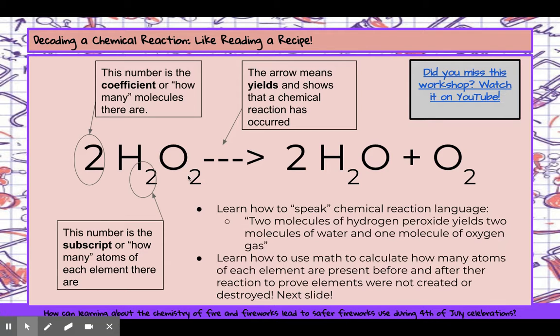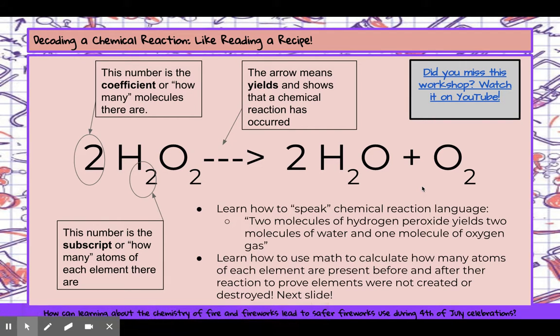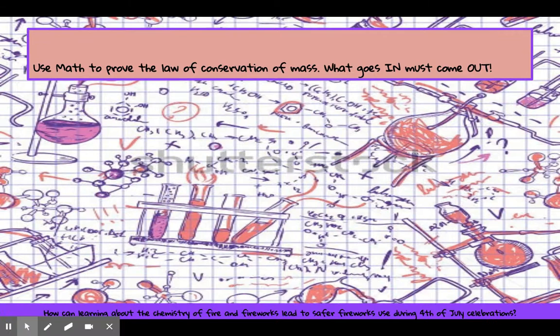So what we want to do is use math to calculate how many atoms of each element are present before and after the reaction has occurred. What we're going to prove is the conservation of mass, which means we start with X number of atoms, we end with the same, we just simply rearrange them to make different substances. So I can't just create a hydrogen atom. I can't just create an oxygen atom, but I can put it in a different place and rearrange it to get new chemical and physical properties.